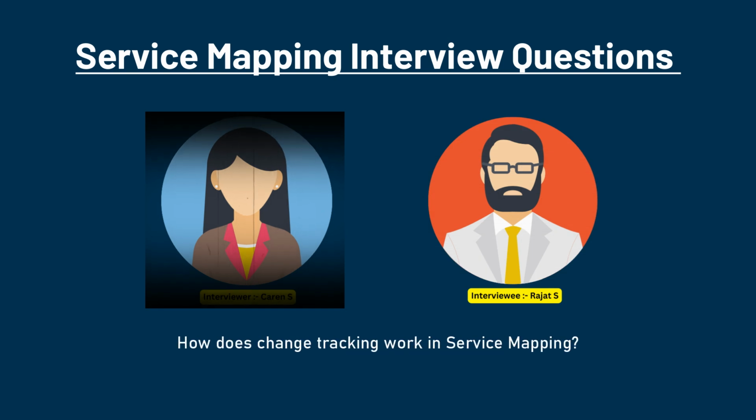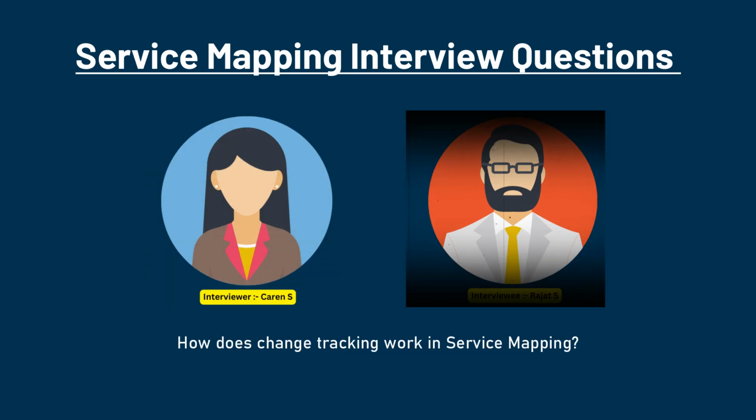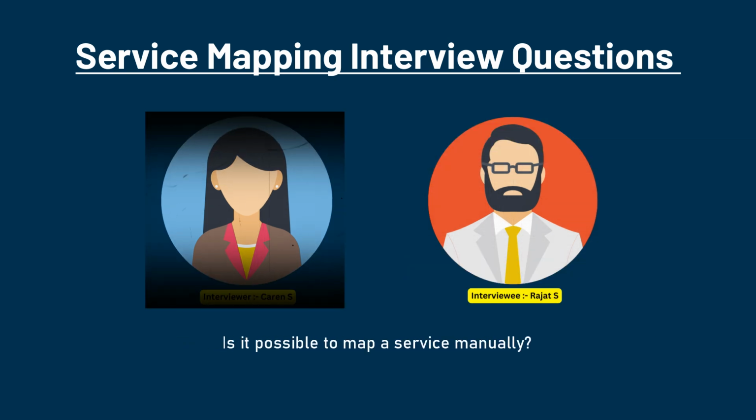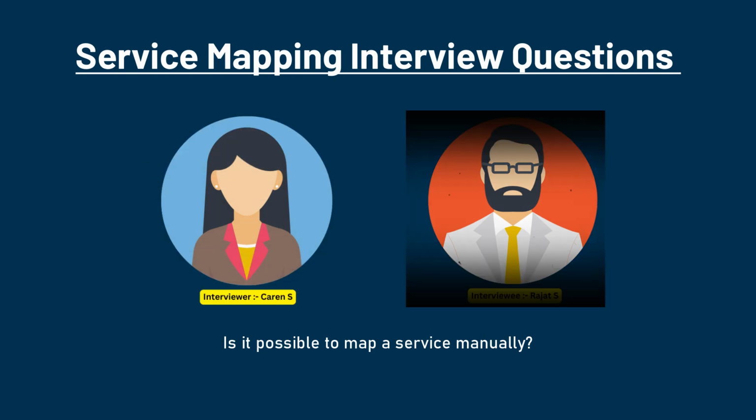How does change tracking work in service mapping? So once a service is mapped, any future discovery will track changes in the CI relationships, structure, and attributes. You can use this data to audit unauthorized changes, detect any drift, or trigger alerts when the topology changes unexpectedly. Is it possible to map a service manually?